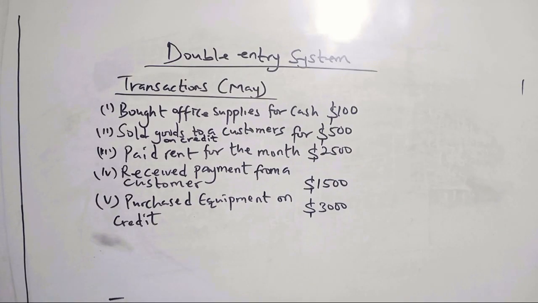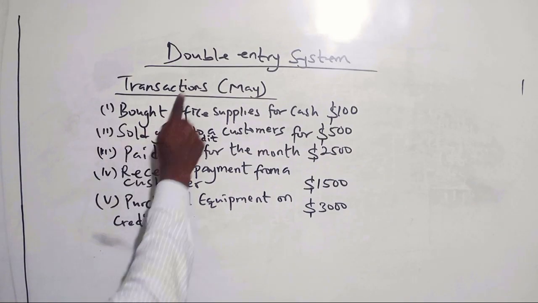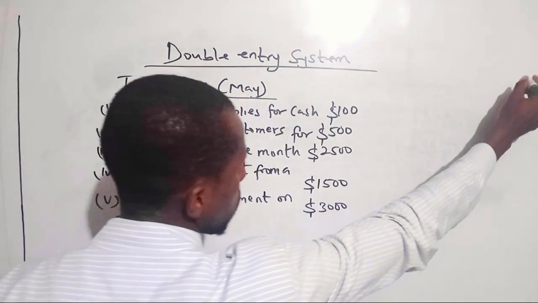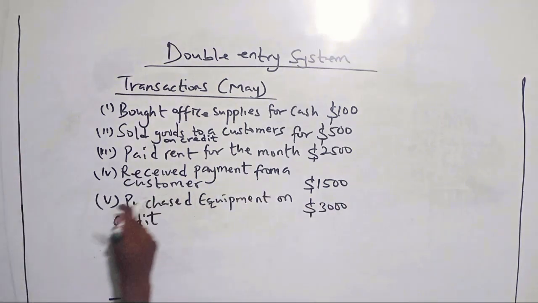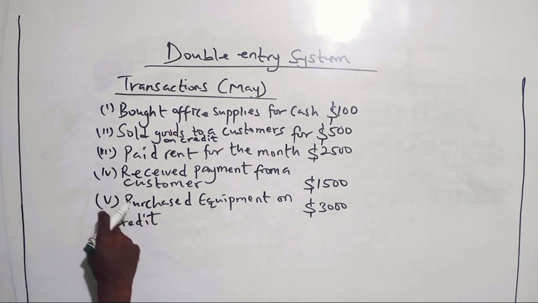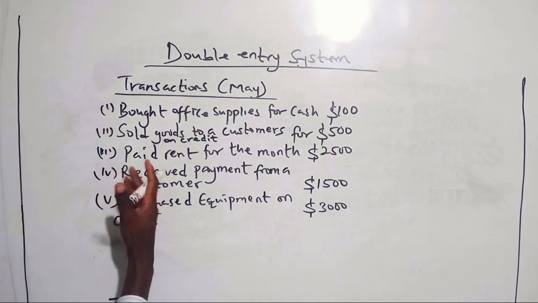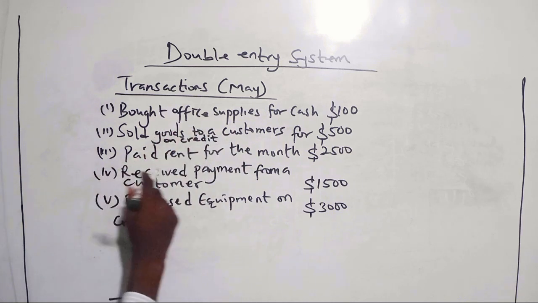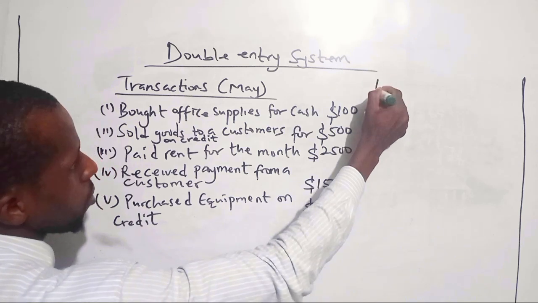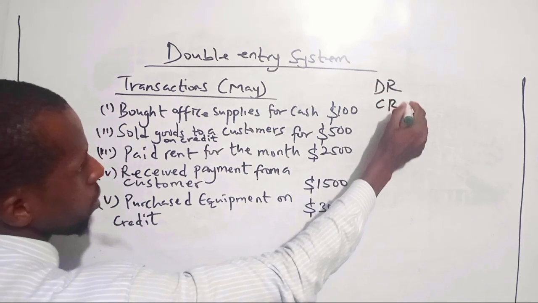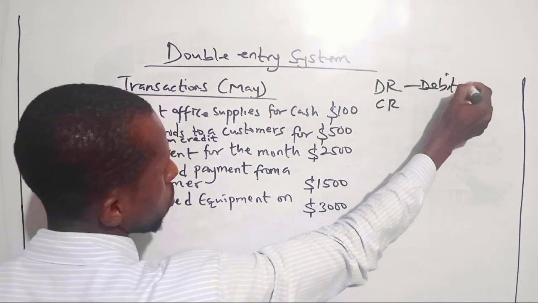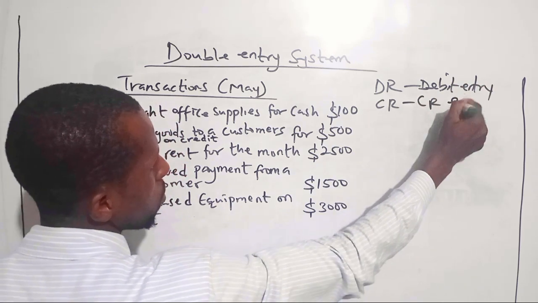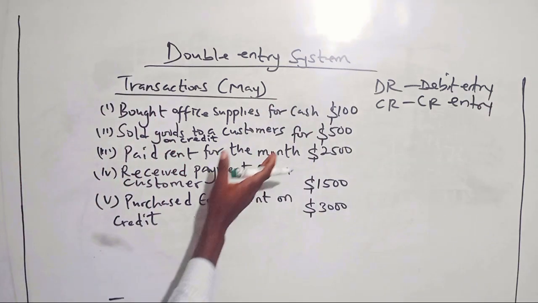Hello everyone. In today's class, we'll be discussing the double entry system of accounting. It's a system of accounting that tries to measure each transaction twice. It is a bookkeeping system that records each transaction twice. What do we mean by that? We have a debit entry and we have a credit entry, and these are what make up the double entry system of accounting.